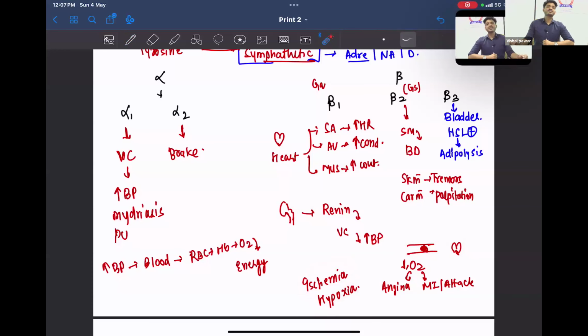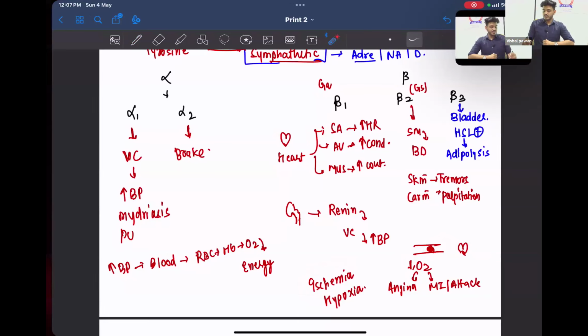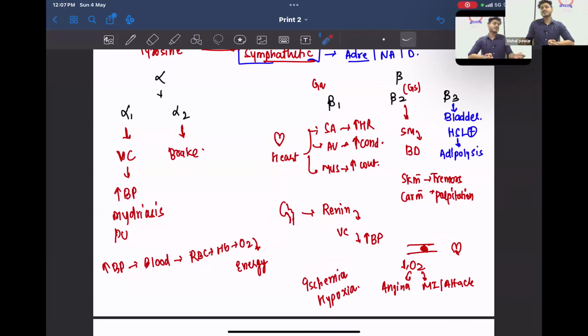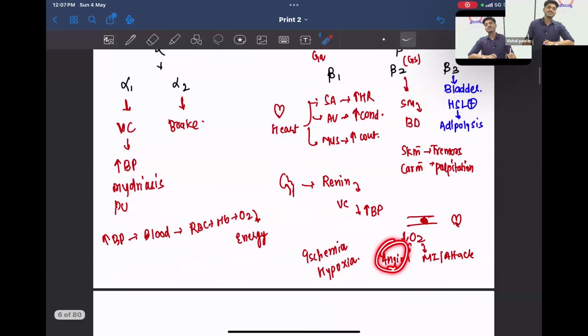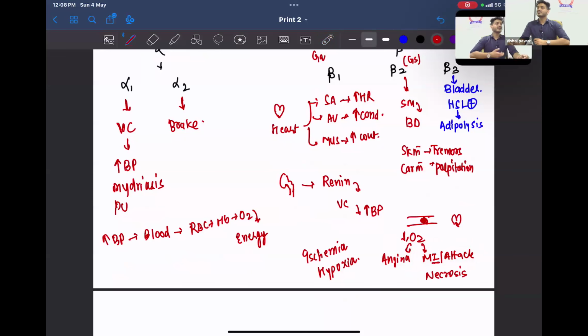Cell injury. And the cell is the basic structural and functional unit of the body. Your cardiac cells are going to die. You will have two outcomes: either reversible cell injury or irreversible cell injury. Reversible is known as angina, and irreversible is known as myocardial infarction. Infarction means what? Necrosis, basically a type of necrosis.